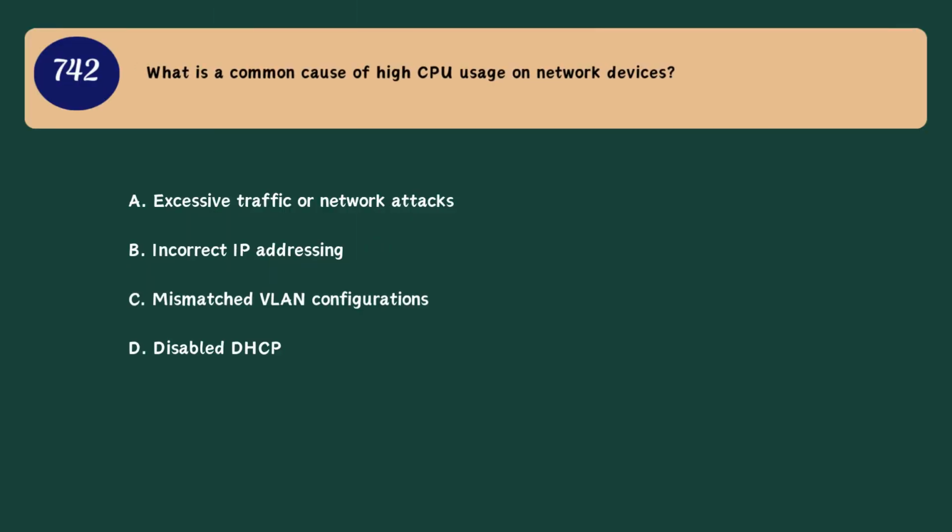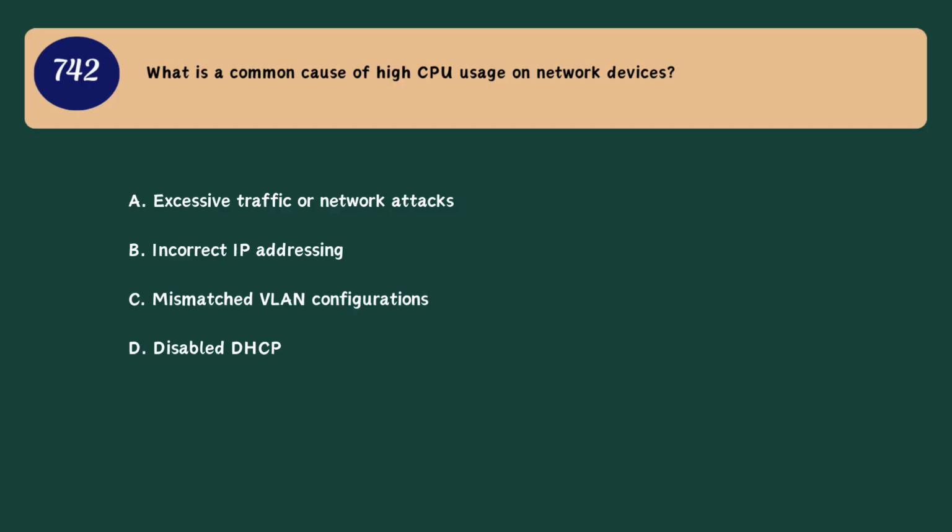Question 742. What is a common cause of high CPU usage on network devices? A. Excessive traffic or network attacks. B. Incorrect IP addressing. C. Mismatched VLAN configurations. D. Disabled DHCP.